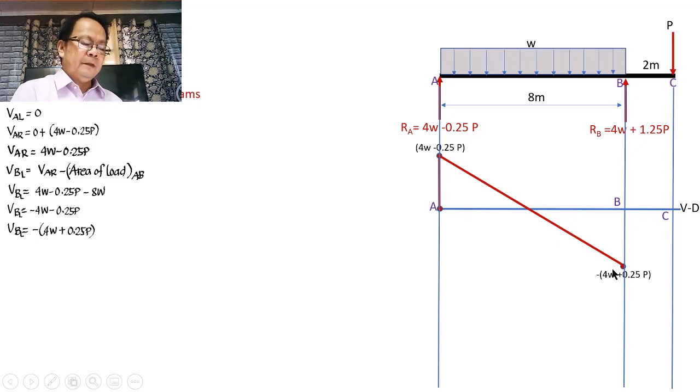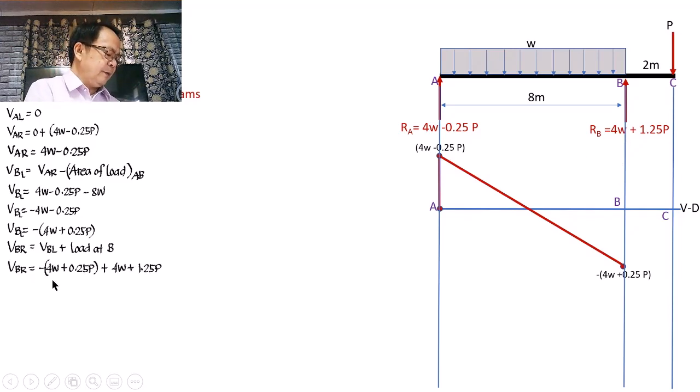Di ba? So, pagkatapos niyan, we can now solve for the shear at the right of B. Yung shear at the right of B will be the shear at the left plus yung load at point B. Ang shear at the left natin is this value. Pag idaragdag natin itong load ng B, so what we will have? So we have negative 4W plus 0.25 of P, plus the concentrated load or the reaction at B, which is 4W plus 1.25 of P. Ito yun, di ba? Kaya lalabas, yung shear at the right of B will be equal to P.